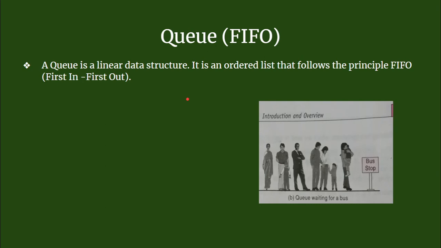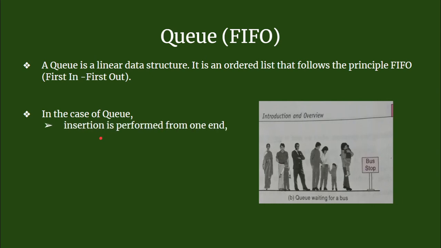We all know about the queue in common scenarios. We stand in a counter to buy the ticket. We stand in the mall to pay the bill. So these are all the situations where we have queues. The first person will be served first and the last person will be served last. That is the principle of queues.